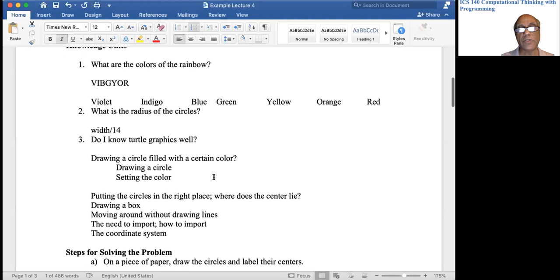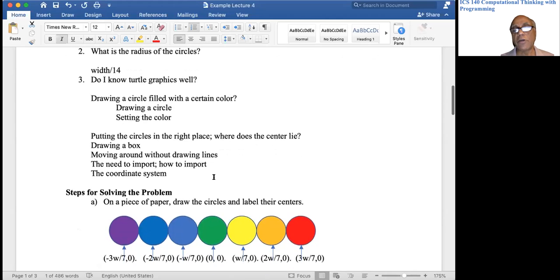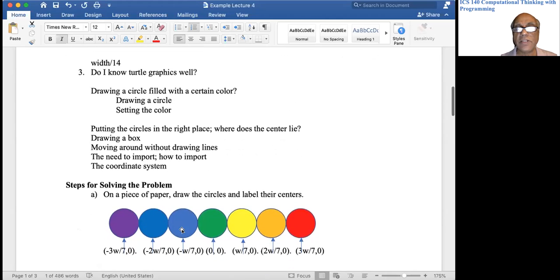Okay, so one thing I would do before doing anything else when I get a problem like this is to draw a picture. So in this case, I will draw a picture like this. There are 7 circles: violet, indigo, blue, green. These are not perfect, but I just wanted to show you something. These colors are not perfect. I'm not sure that this is indigo, for example. The others are pretty close.